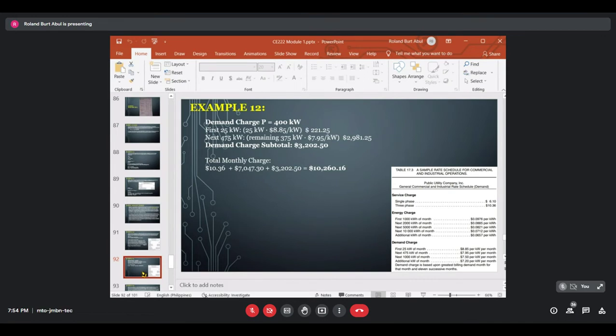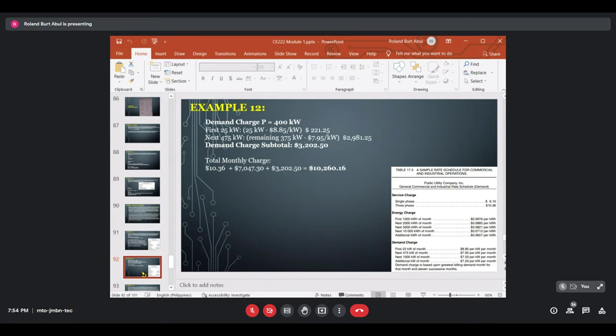Sige daw, Joey. Three-phase, sir. Okay, thank you. So, ang three-phase ang atong connection for the manufacturing plant. So, ang basis nato for the service charge is the three-phase rate of $10.36.